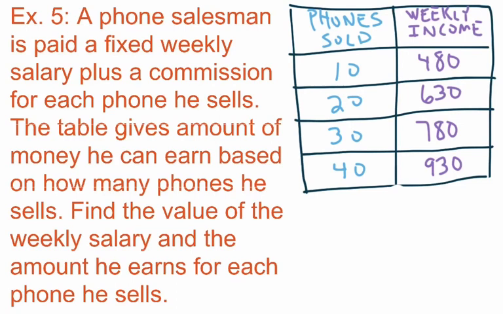So, approaching this the same way we have for other tables, we need to remember that our right column over here, that's going to be our Y column because we're dealing with money, so that's going to be our dependent variable, and then phones sold, that's going to be our independent variable or our X values. So we see that we're going up by 10 each time for the X values. For the Y values, it's a little bit more difficult to see, but we're actually going up by 150 each time here.